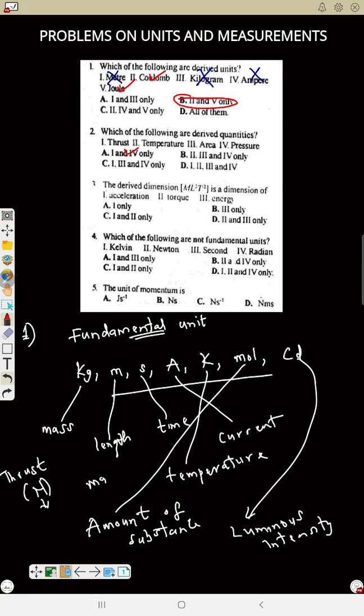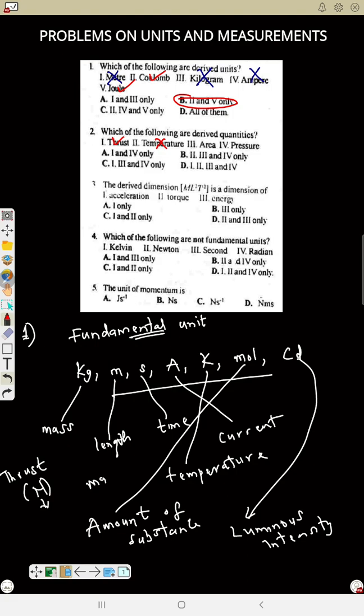Then II temperature. Now temperature is part of the fundamental quantities, so it is not derived. It is part of the fundamental quantities, so this cannot be derived.